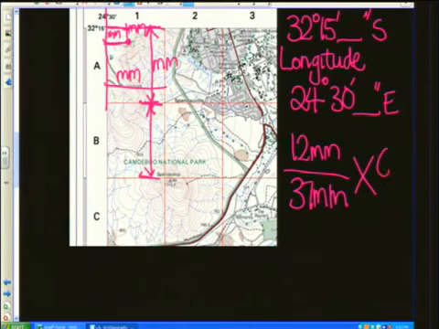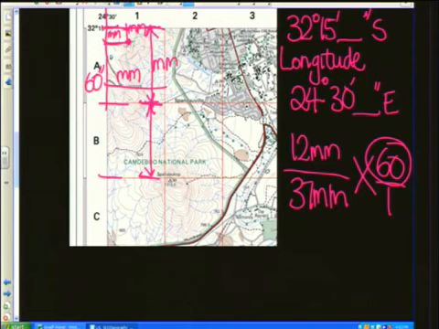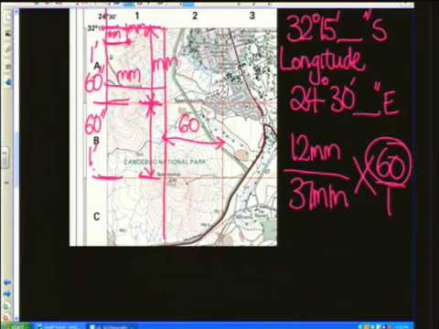We multiply by 60 over 1. Where did I get the 60 from? Note, between each line of latitude, the distance is always 60 seconds or 1 minute. This is the distance between two lines of latitude. When we're looking at longitudes, we should note the following. The distance between one line of longitude and the next is always the same as the latitude, which is 60 seconds, which is equivalent to 1 minute.